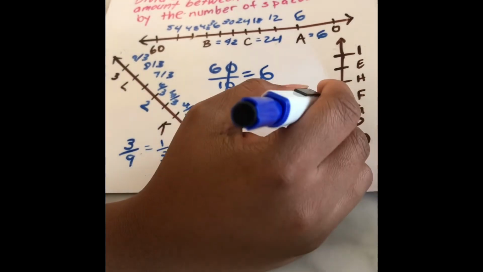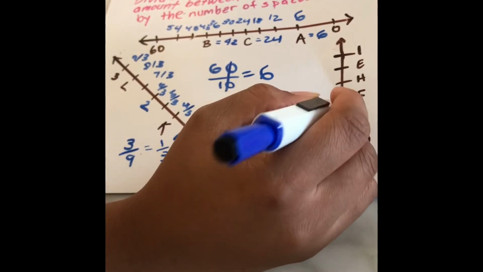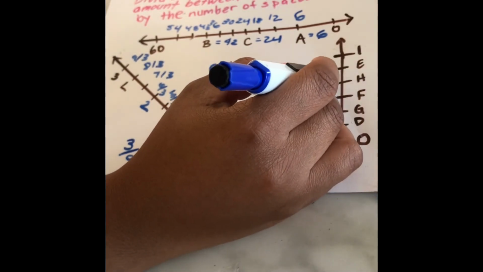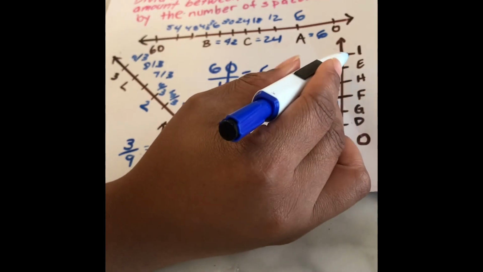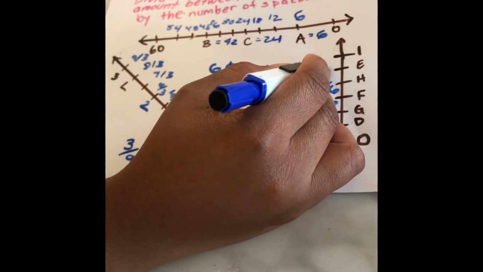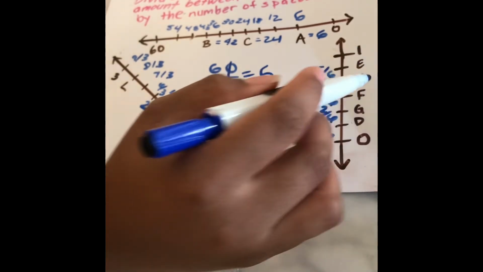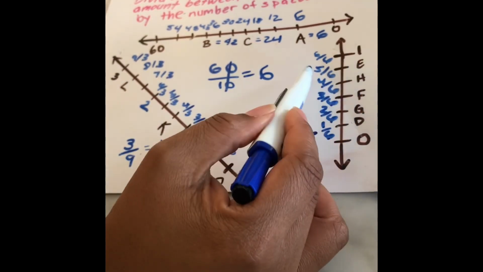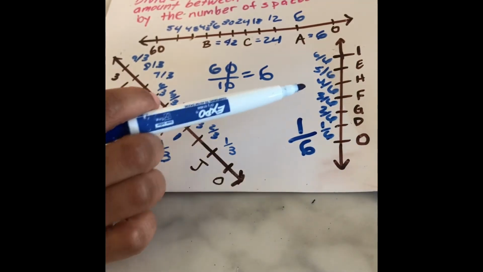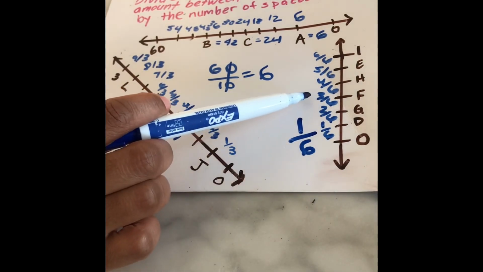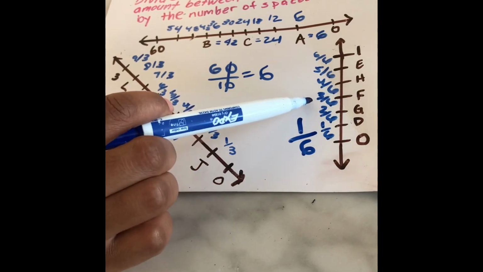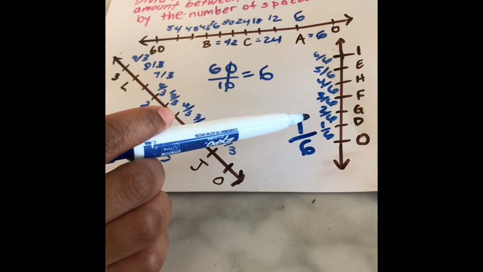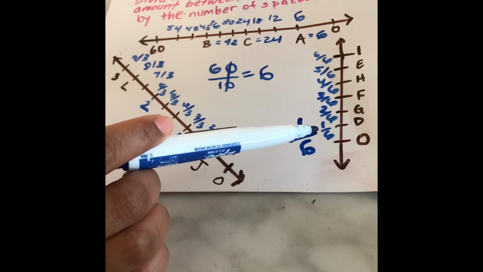So that means G is 2/6. F is 3/6. H is 4/6. E is 5/6. And then 1 is 6/6. So that means E is 5/6, H is 4/6, F is 3/6. And remember, 3/6 is a half, so half of the line is at F. G is 2/6. And D is a sixth.